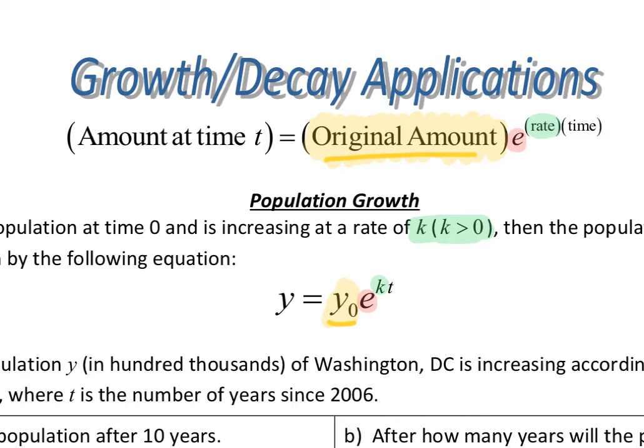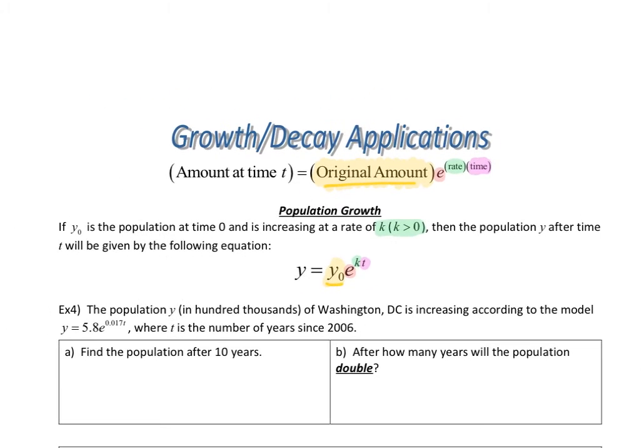It's just that with the finances, I gave you specific things to plug into different parts of the equation, but it's the same thing here. Y sub 0 is the original amount. E to the rate, which in this case is going to be K, and the time, and let's say that time is going to be in years.